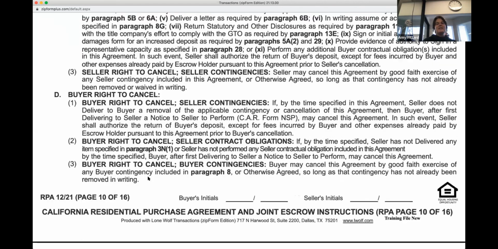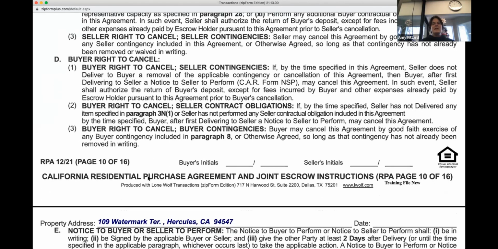Seller's right to cancel seller contingencies. Number 3, the seller may cancel this agreement by good faith exercise of any seller contingency included in this agreement or otherwise agreed, so long that the contingency has not already been removed or waived in writing.